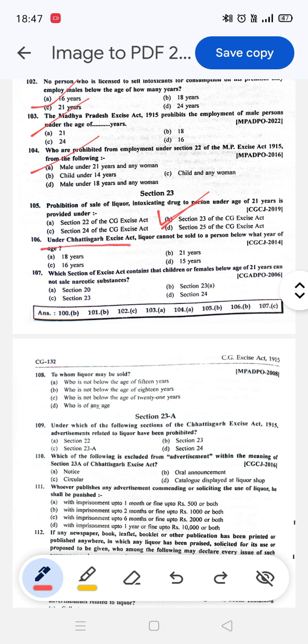Question number 106. Under the Chhattisgarh Excise Act, liquor cannot be sold to a person below what year of age? So it is 21 years of age. So option B is correct. Question 107. Which section of the Chhattisgarh Excise Act contains that children or females below the age of 21 years shall not be sold narcotic substance? So option C is correct. Section 23.